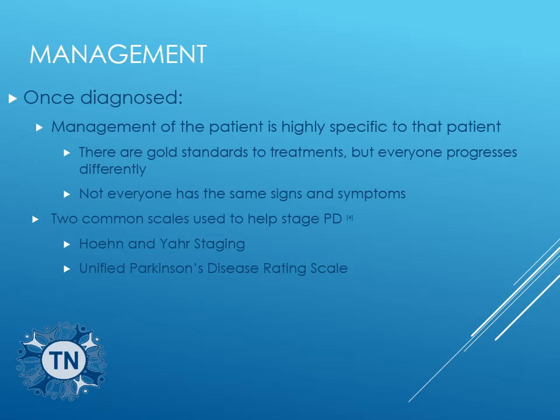Now, 2 common scales are used to help stage Parkinson's disease, as well as help determine how fast or slow the patient is progressing in their disease: the Hoehn and Yahr staging system, as well as the Unified Parkinson's Disease Rating Scale.